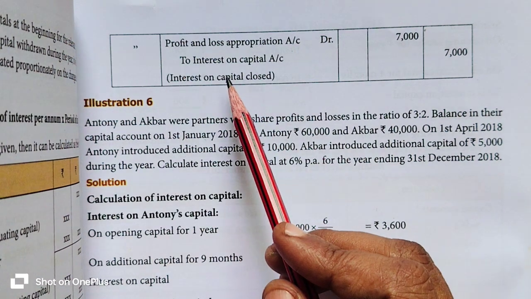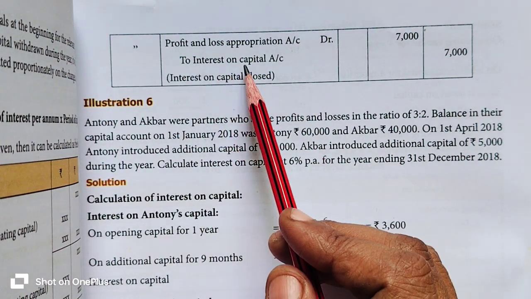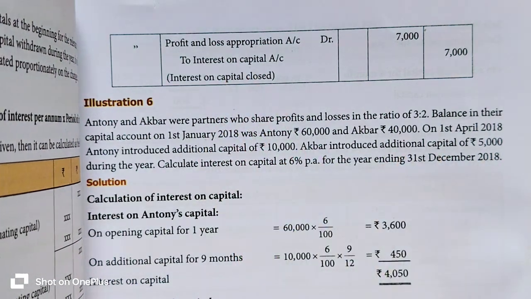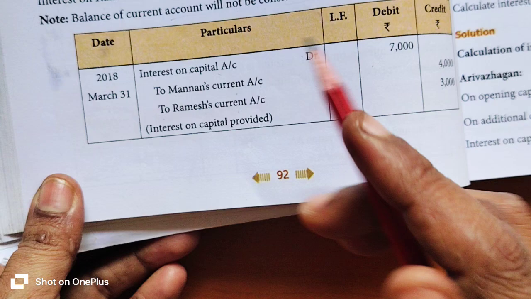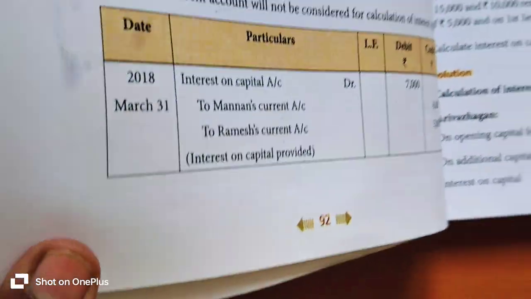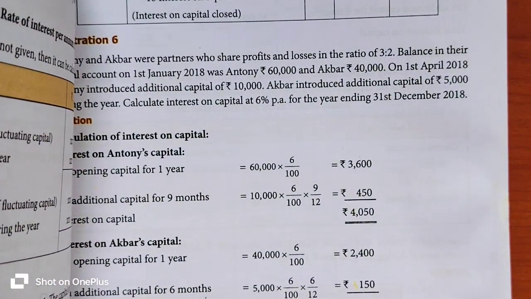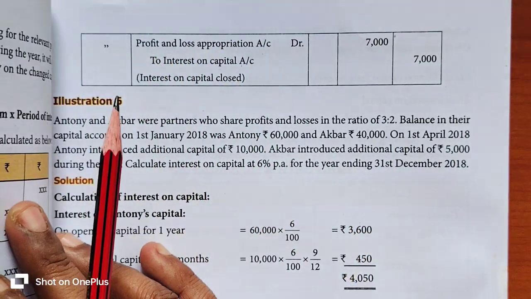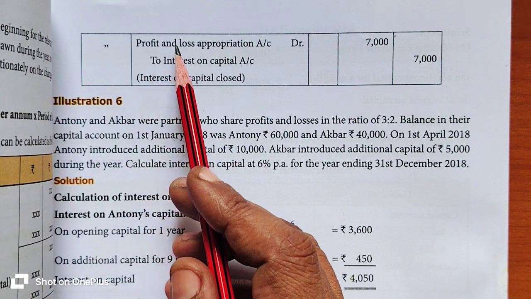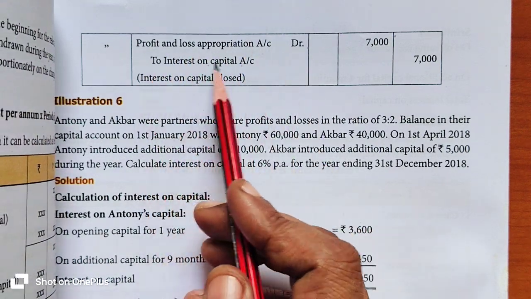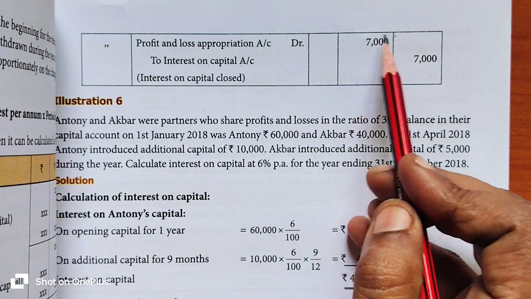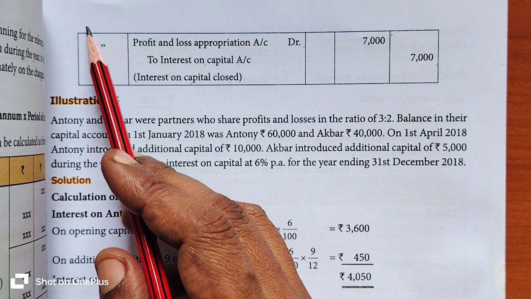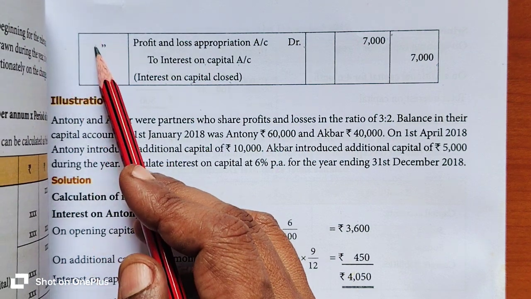Then you have to pass the journal entry for closing or transferring the interest on capital. Here interest on capital is on the debit side. If you transfer it, it will appear on the credit side, right? So on the debit side you write profit and loss appropriation account debit to interest on capital account 7,000 rupees. Interest on capital closed, with the same date, 2018 March 31, entered here.